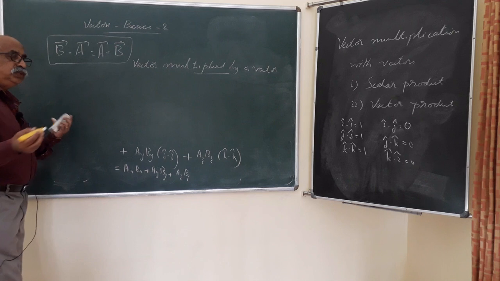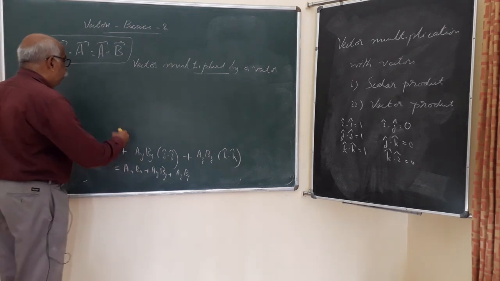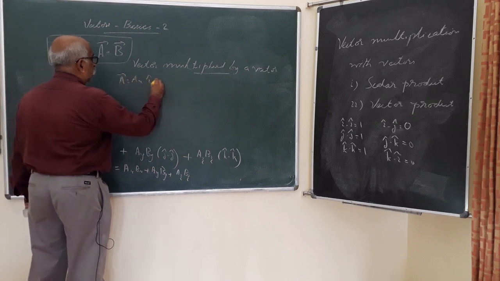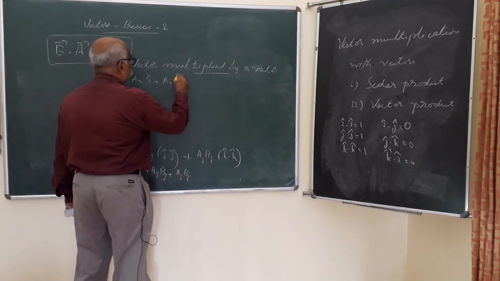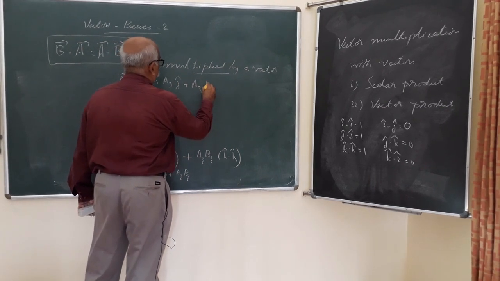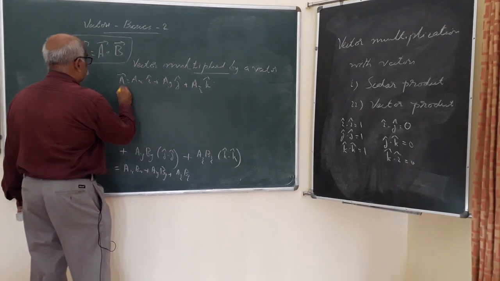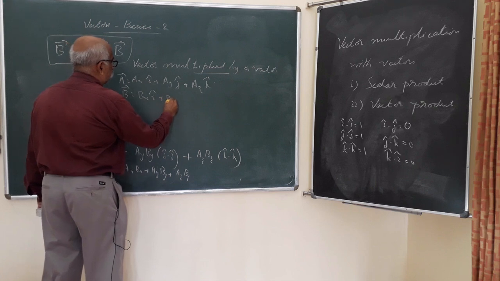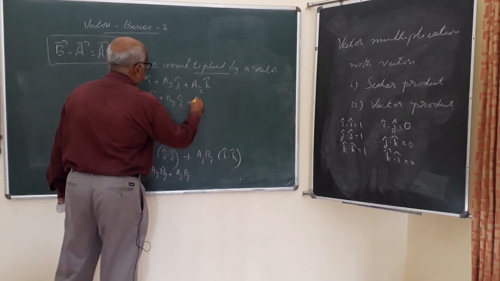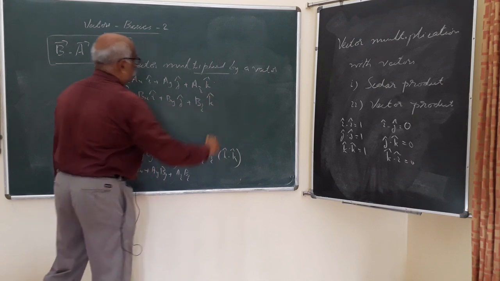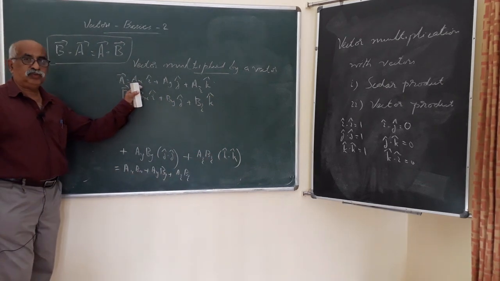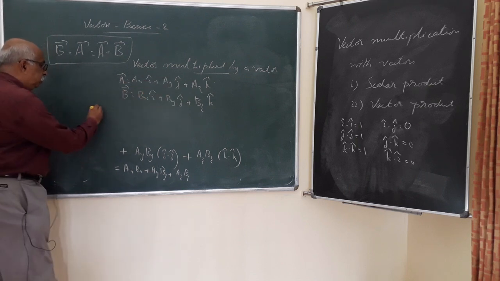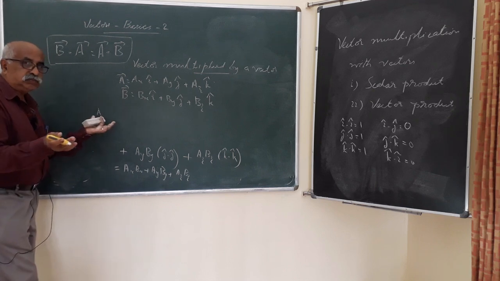What about the angle between the two vectors A and B? How can we find that? Vector A is given by Ax i plus Ay j plus Az k, and B is given by Bx i plus By j plus Bz k. The two vectors are written in terms of their components Ax, Ay, Az, Bx, By, Bz. Now A dot B, let the angle between the two vectors be theta.